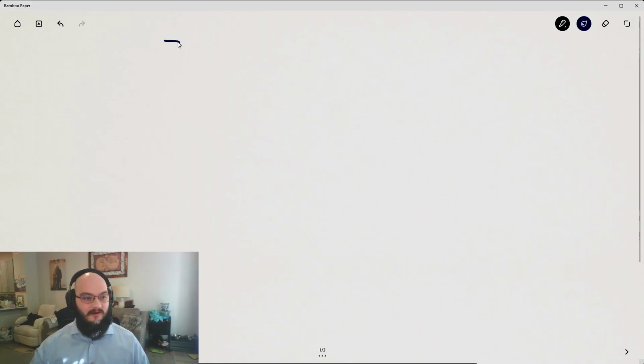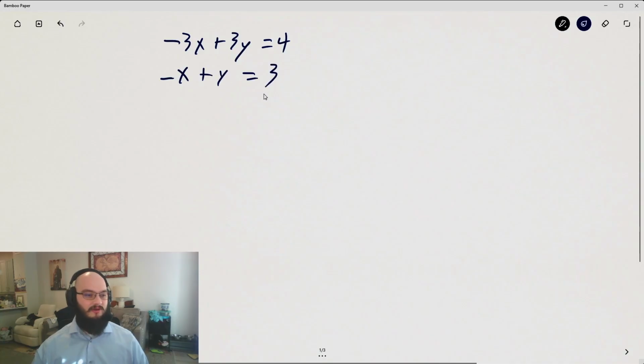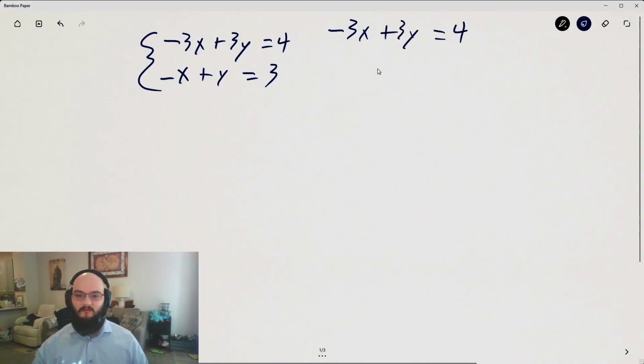For this one, we'll have negative 3x plus 3y is equal to 4, and negative x plus y is equal to 3. To solve this one out, let's multiply the entire bottom equation by negative 3 so we can cancel out our y term. We will end up with negative 3x plus 3y is equal to 4. This times negative 3 will be a positive 3x. This times negative 3 will be negative 3y. This times negative 3 is negative 9.